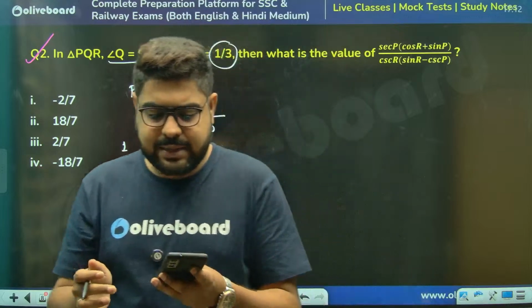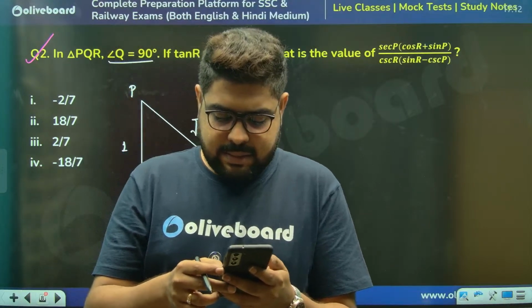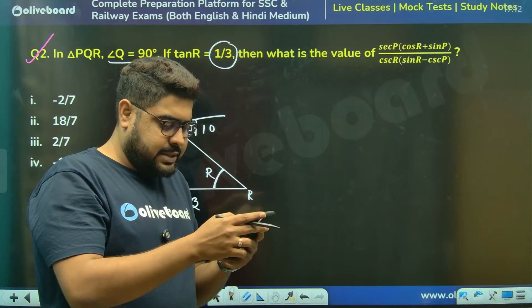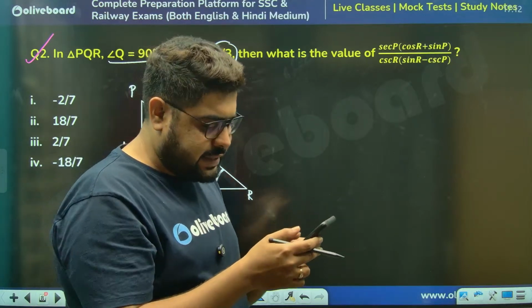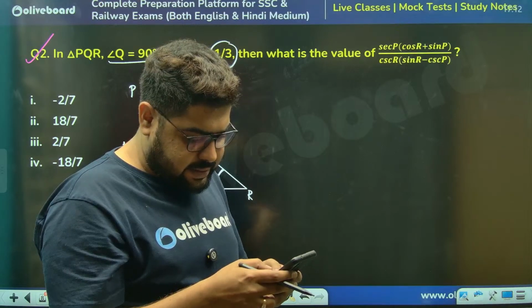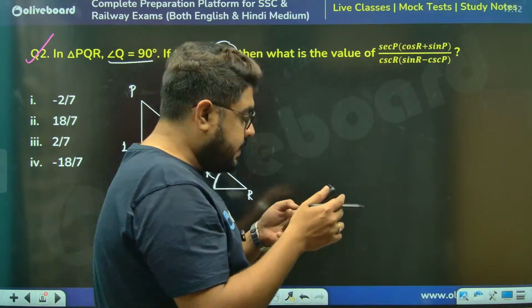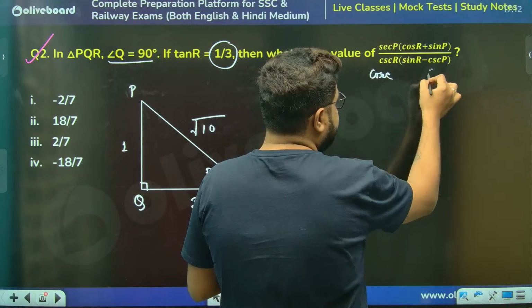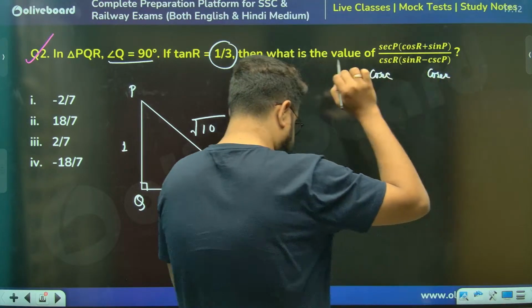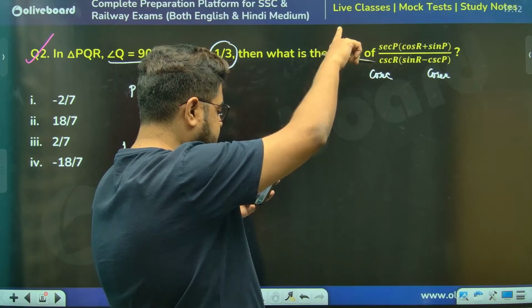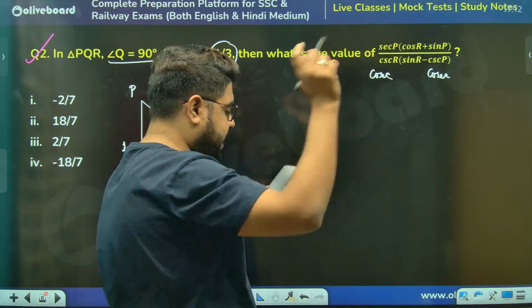Just a minor second. There is most probably one silly mistake. Just a second, okay? I have the exact question, actual question with me. Let me just correct it. कौन सा वाला था, sir? This is cosec C. And you see, this is also cosec. ठीक है? Sec P, cos R plus sin P, cosec R, sin R minus cosec P.